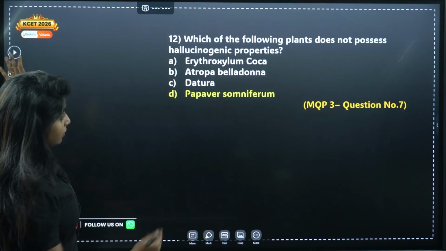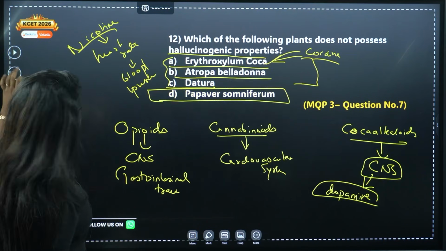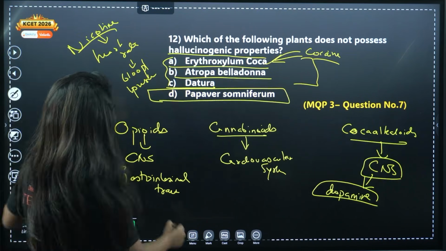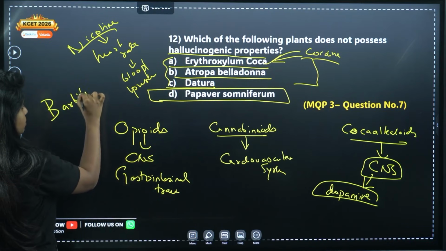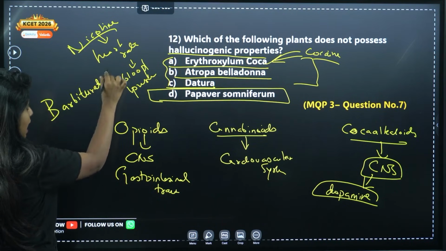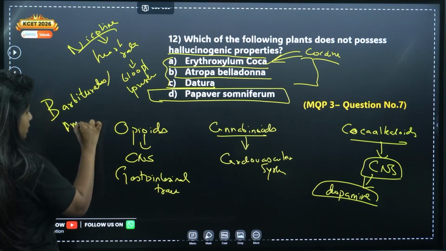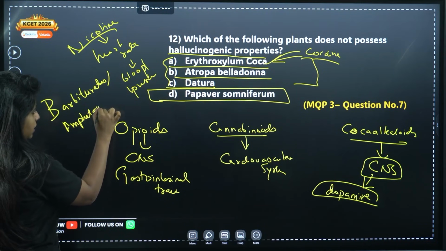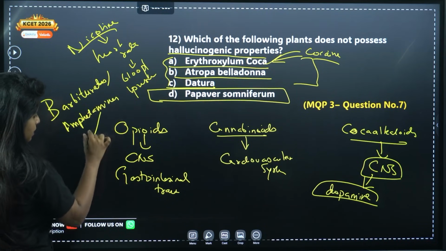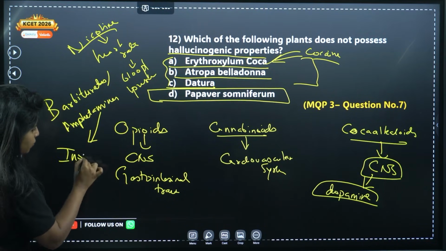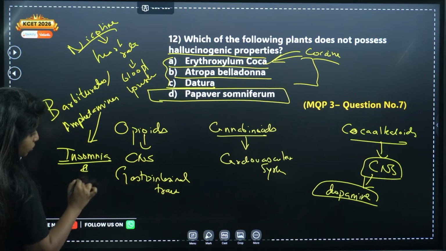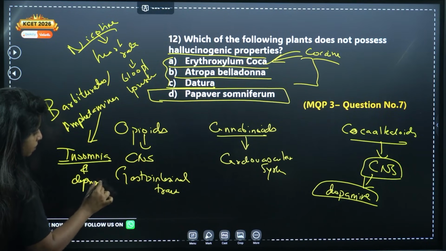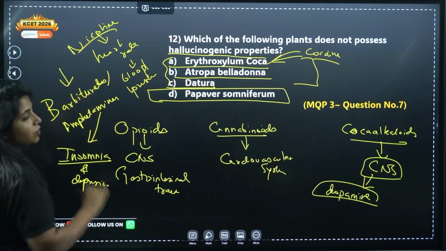Since I was talking about it, I feel now I should be writing them also. So over here, barbiturates as well as amphetamines. Amphetamines basically treat insomnia. That means if you are not able to sleep, that is known as insomnia, and also depression. Insomnia and depression are being treated with the help of barbiturates and amphetamines.